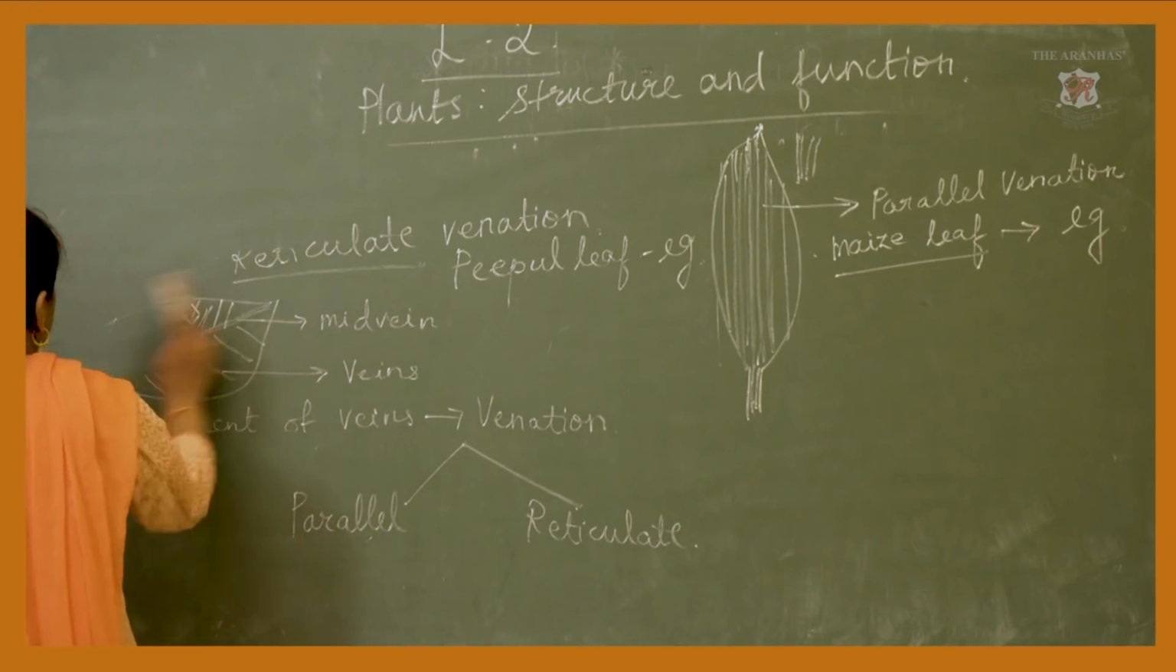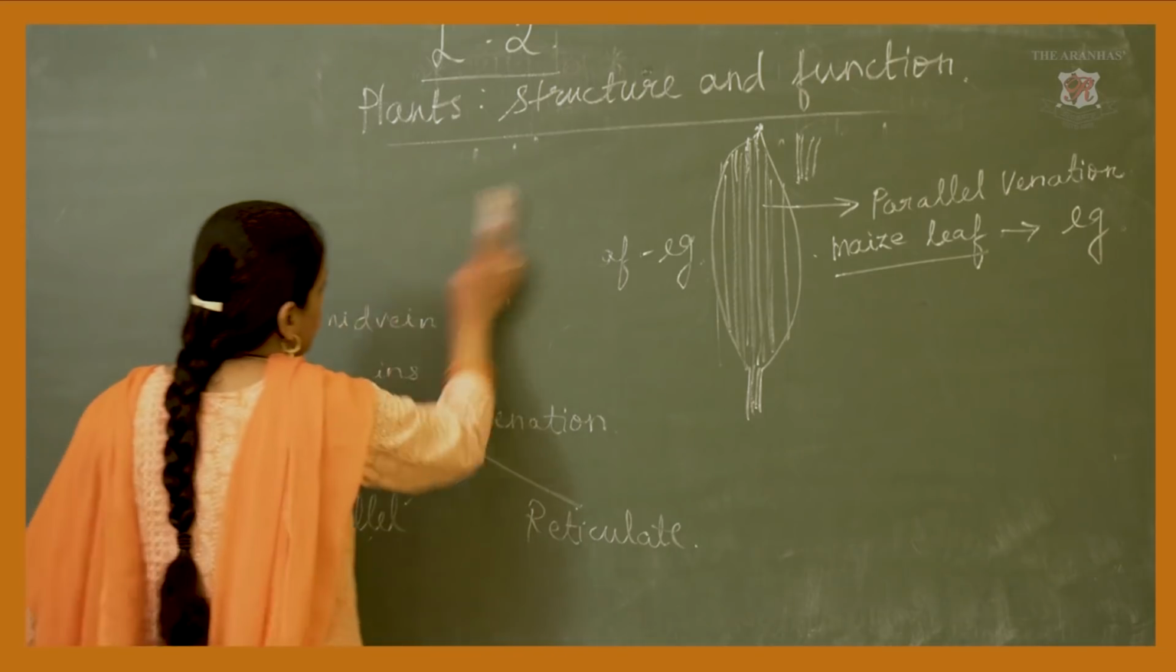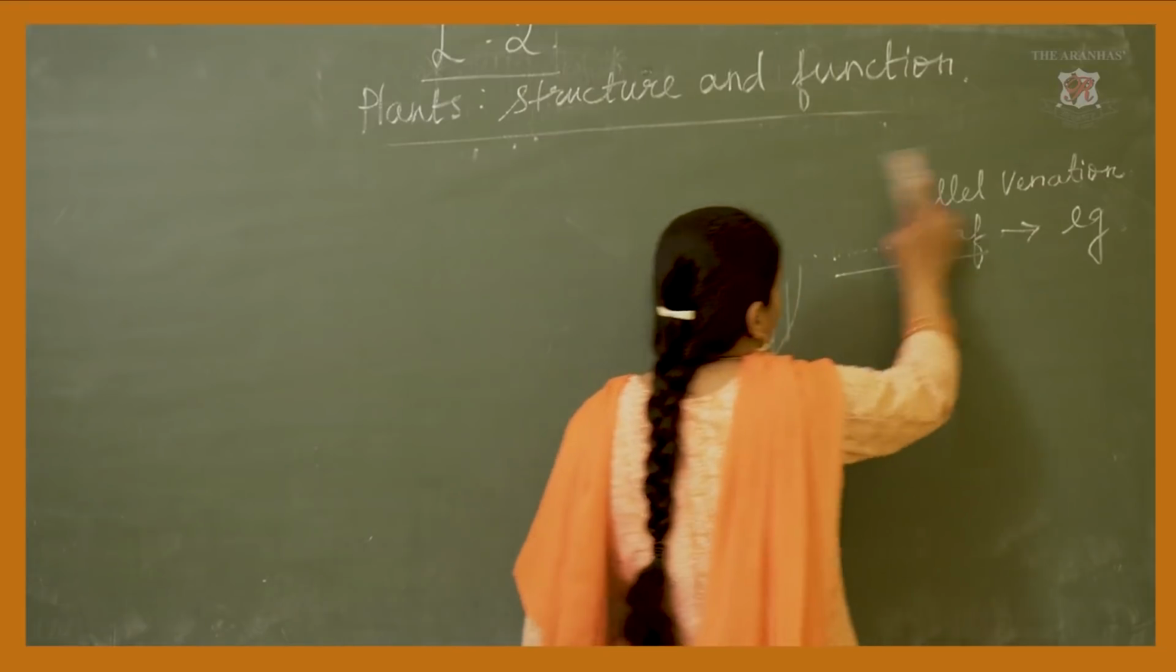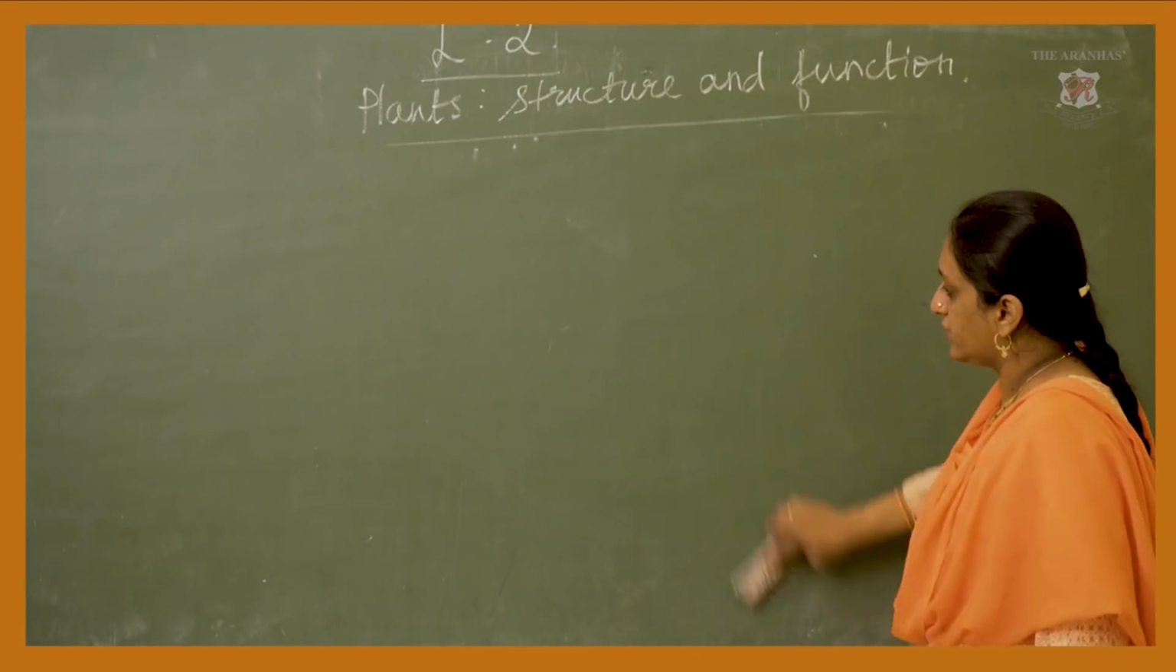So everyone must have understood the concept of venation. The arrangement of veins in a leaf is called venation. Two types of venation are parallel venation and reticulate venation.